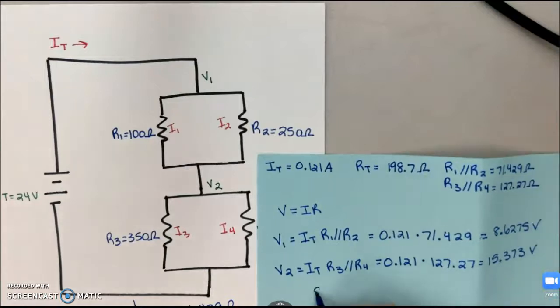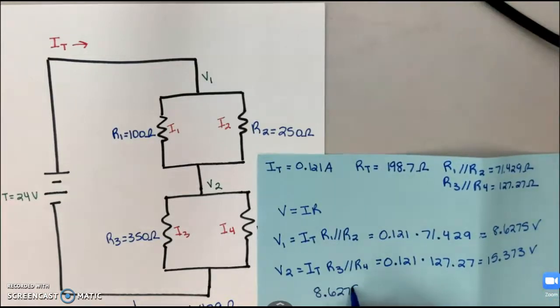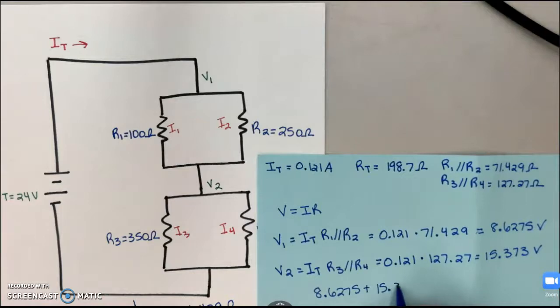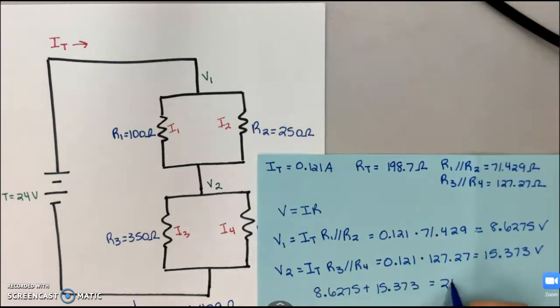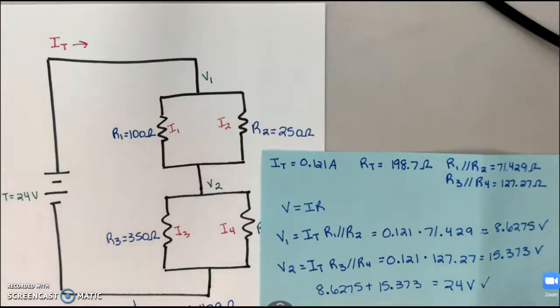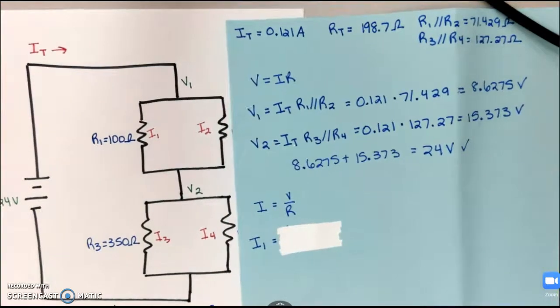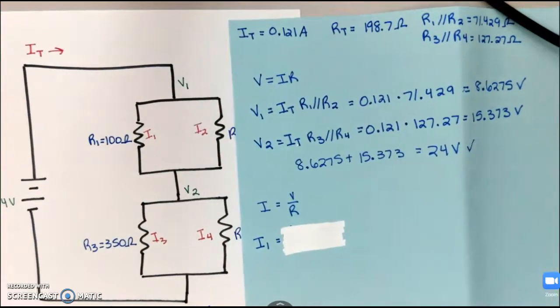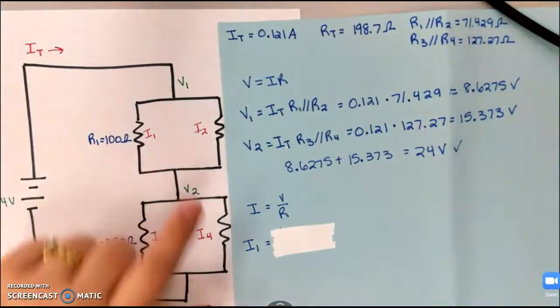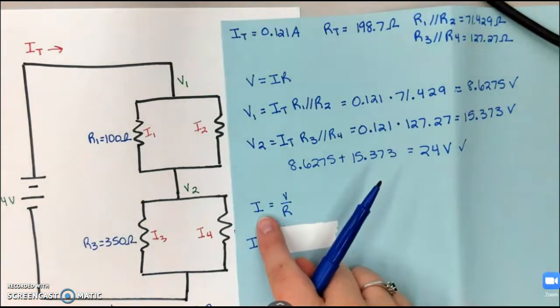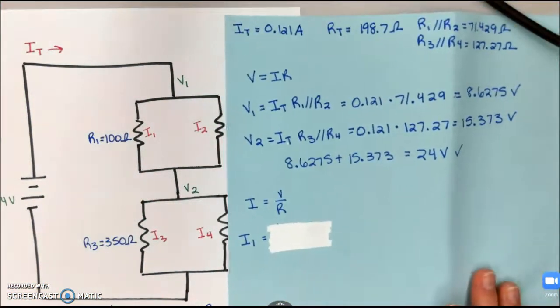So let's verify that. And that does equal approximately 24 volts, so we have verified that. So now we are going to find the current across each individual resistor. So first we're going to find I1 and I2. Now remember, if we rewrite Ohm's law to solve for current, that's our voltage divided by resistance.